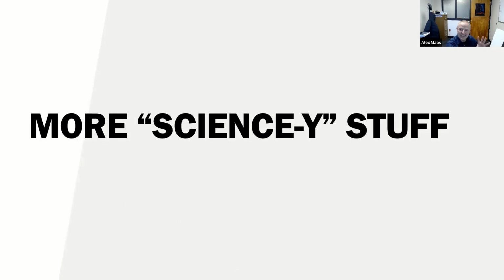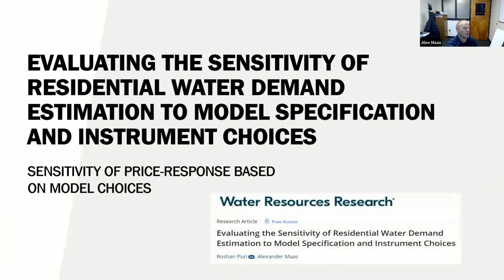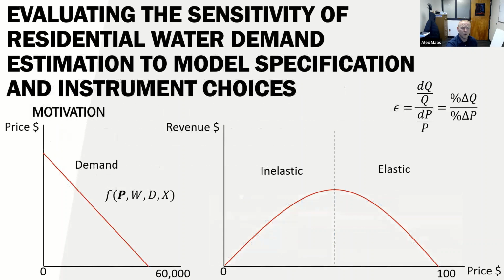So this is the more sciencey stuff when we think about funding and how we go about estimating how to fund. We're going to start with a paper that Roshan Puri, a master's student here, was a master's student here. Now he's actually at Virginia Tech pursuing his PhD. And we had this idea that we wanted to evaluate the sensitivity of residential water demand estimation based on model specification choices. So simply put, a lot of what we do in economics and predicting generally is some sort of statistical analysis that looks at demand, where we think of demand as a function of price, and then let's say weather, let's say demographics, and whatever you want X to be, property characteristics, and so on and so forth.